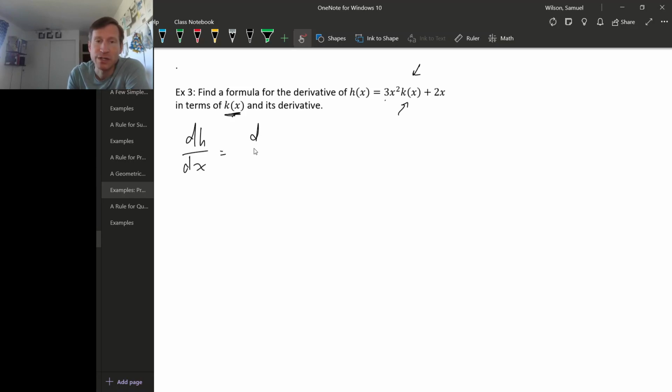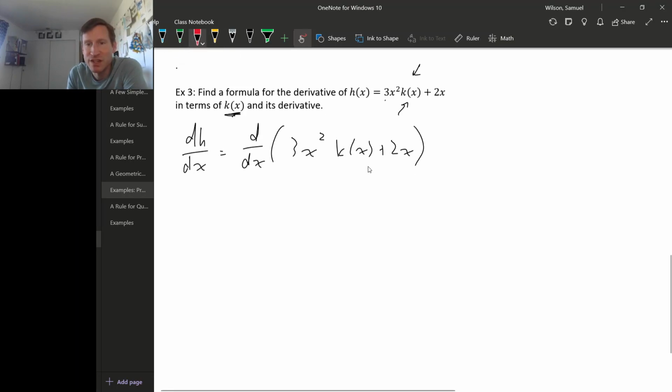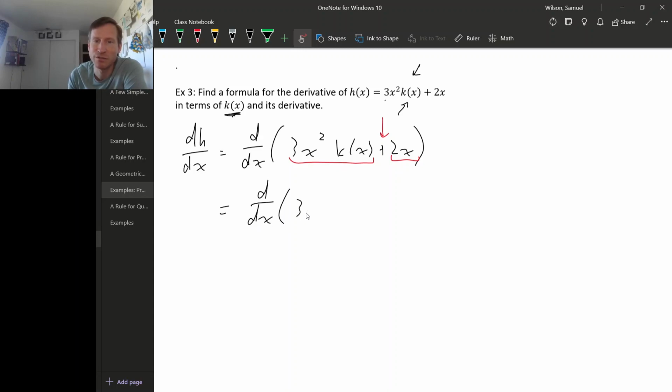So this, right, we need to take the derivative of 3x squared times k of x plus 2x. Now remember, the derivative sees the last operation that happens. So the last operation is that stuff plus this stuff. So the derivative really sees this addition, and so we can use the corresponding derivative rule, which is, of course, the sum rule. So the sum rule says the derivative of the sum is the sum of the derivatives. So derivative of 3x squared times k of x plus the derivative of 2x.